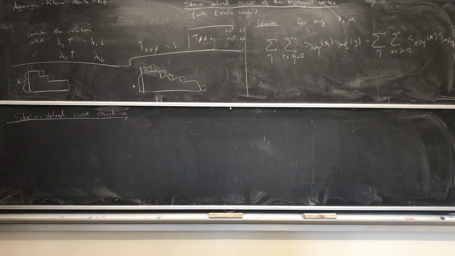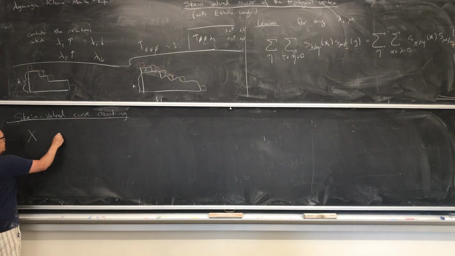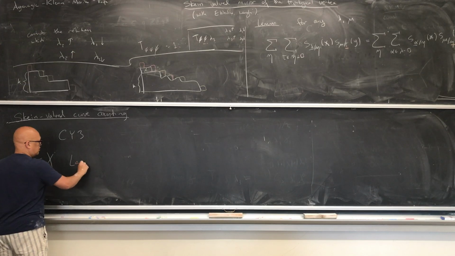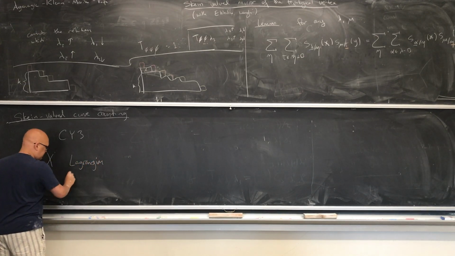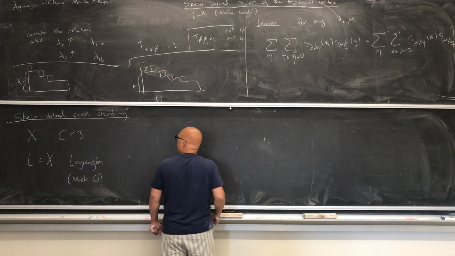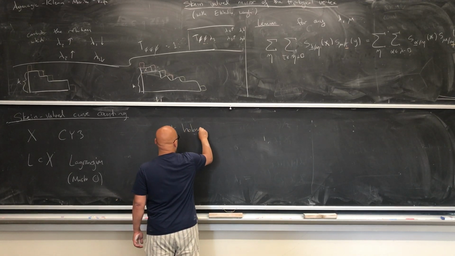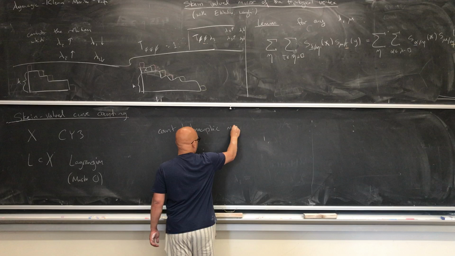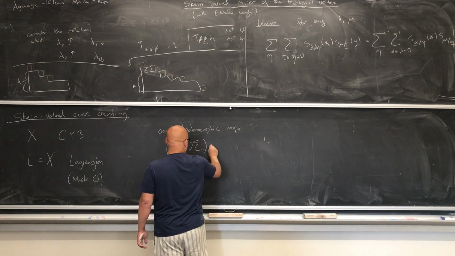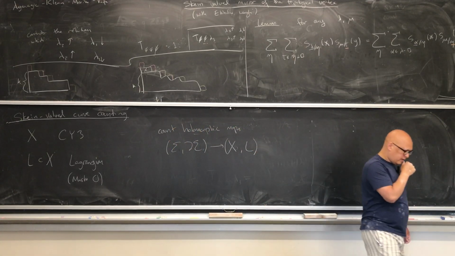All right. So what is this about? The setting is I take X, a Calabi-Yau threefold, and L in X, a Lagrangian. Strictly speaking, you should say it's Maslov zero, some grading issue. And we want to count holomorphic maps of the form some surface, its boundary, maps to X, L. That's the job.